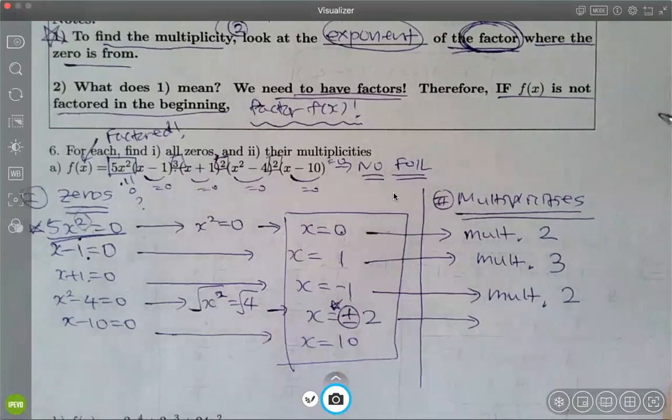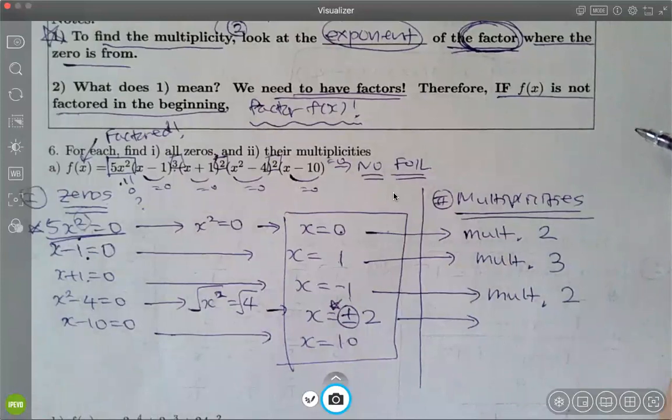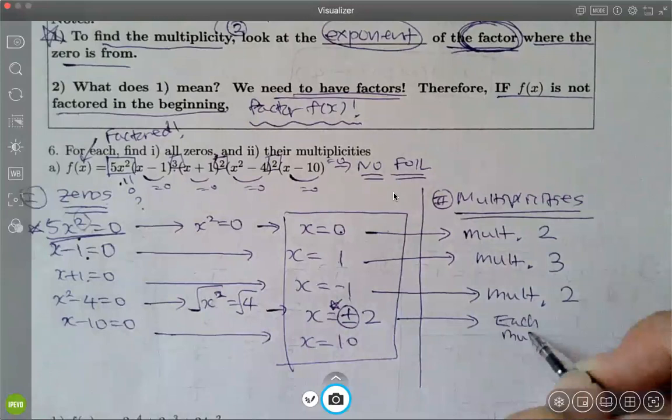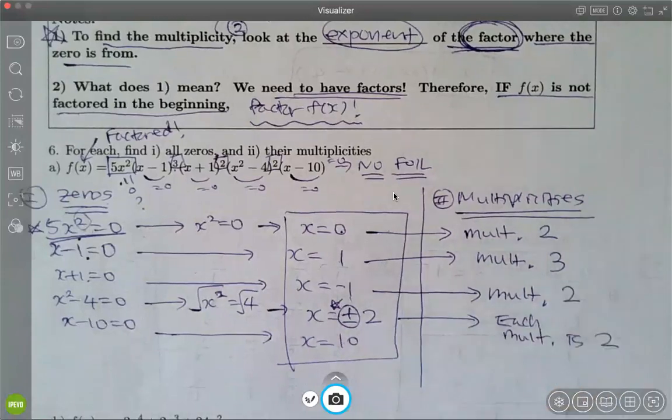Now, does that mean the total multiplicity is 2 or each multiplicity is 2? It means each multiplicity is 2, right? Not total. So there are 2, 2, and then -2 and -2. It's not 2 and -2. It's 2, 2, -2, -2. So each multiplicity is 2.